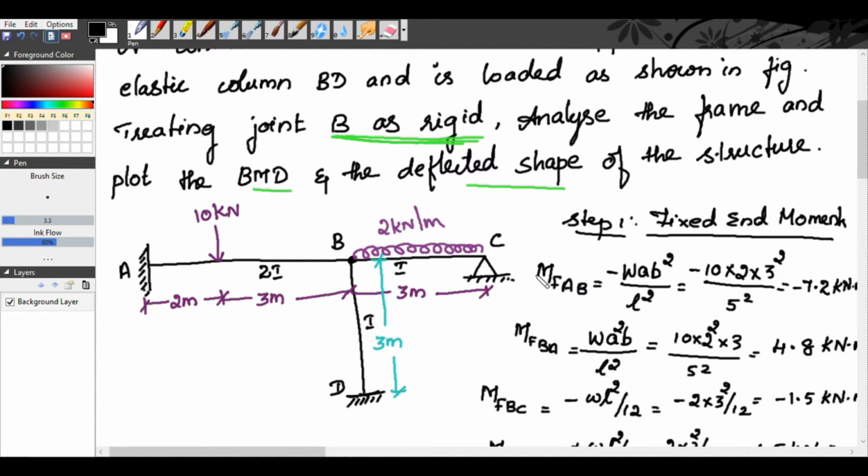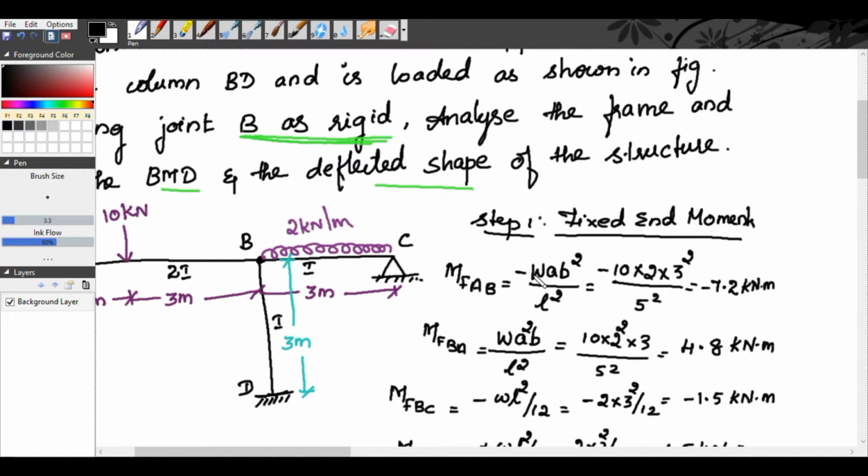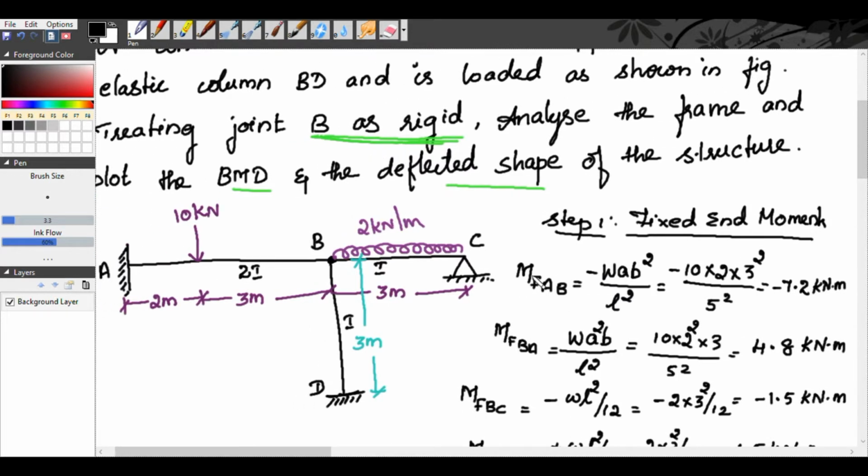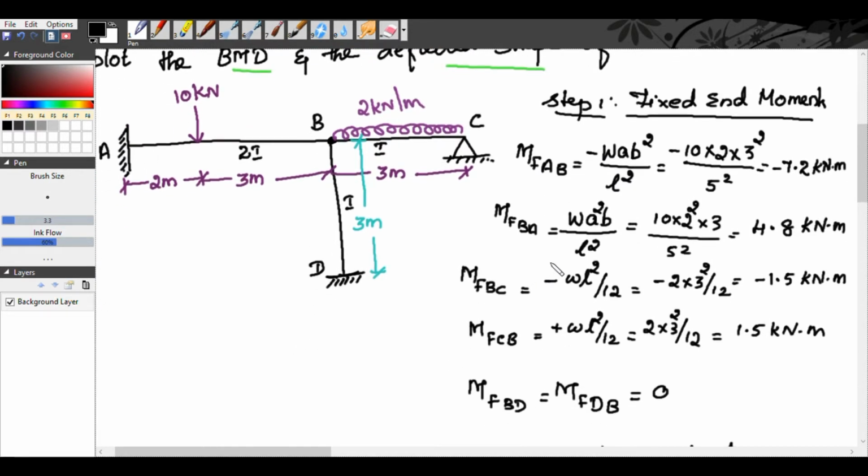So, first step, as we know earlier, is to determine the fixed end moments. We know the formula for fixed end moments. First of all, we are considering the span AB. M of AB is equal to, since it contains a concentrated load of 10 kilonewton, the formula is W a b square by L square. And at the left of the span it is anti-clockwise, so negative. These concepts we have already studied in the previous classes.